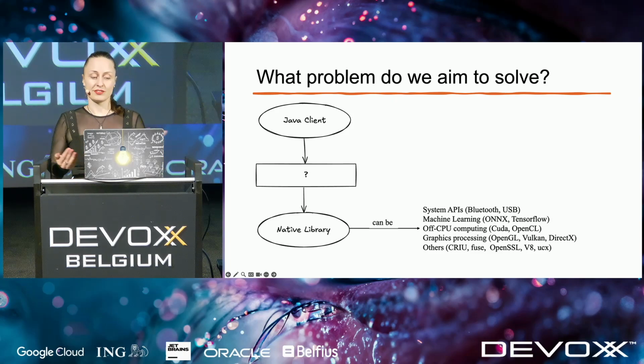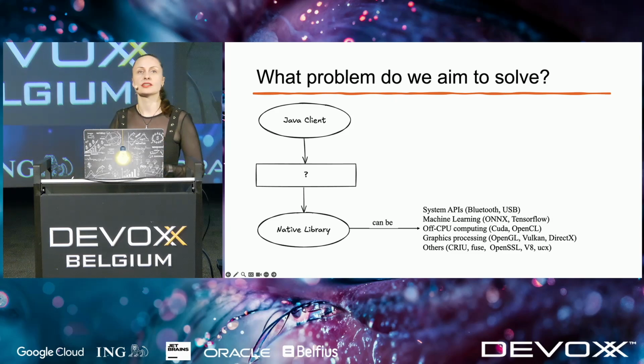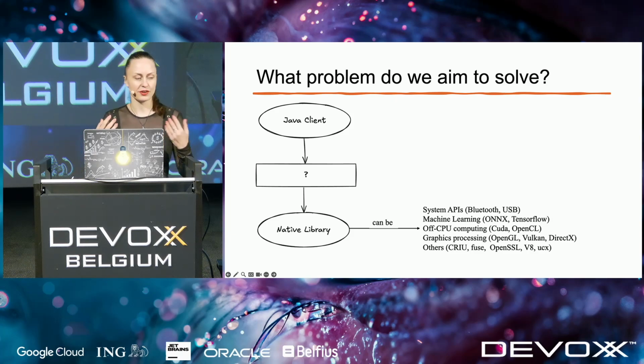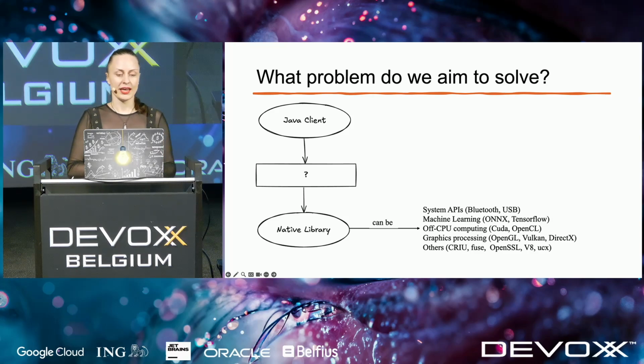Graphics processing. Just think of OpenGL, Vulkan, DirectX, and everything that games make use of. There's also advanced mathematics that sometimes uses these foreign programming languages. And there are others like OpenSSL, Creo, Fuse, and many more.